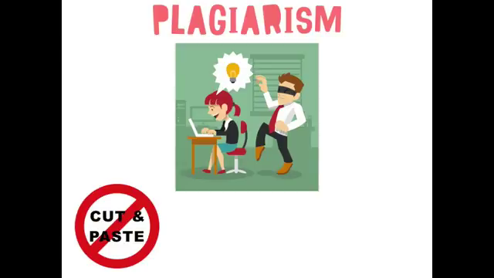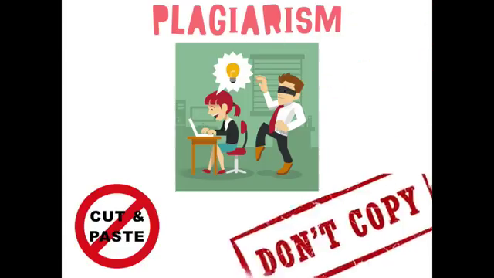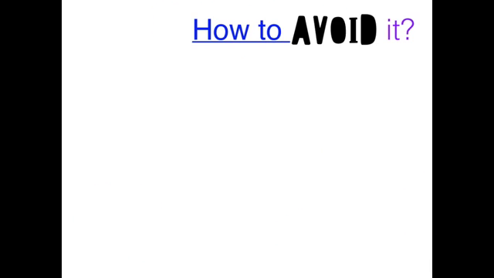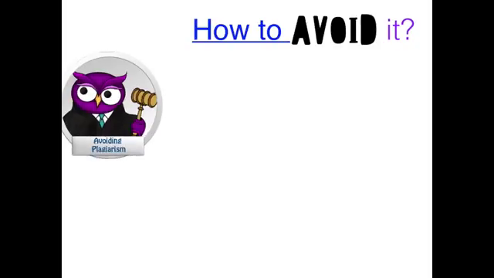What happens when you fail to add your sources or you do it incorrectly? Well, you commit plagiarism, which is an extreme offense in the academic field. So don't copy paste or don't copy at all. How to avoid this? Well, a very good way to avoid this is to learn how to cite properly. Your teacher can help you to do this.